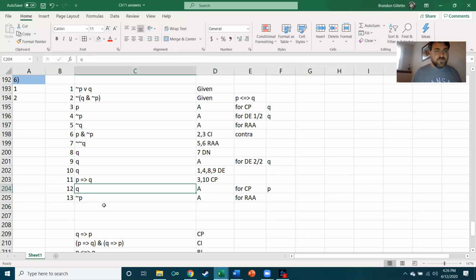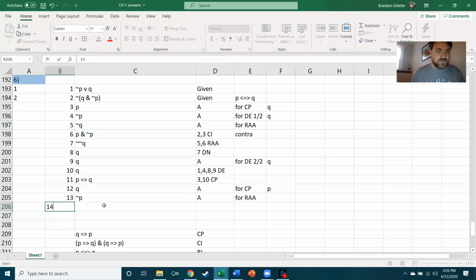So at this point, what I want you to notice is this. I want you to notice what we have on line 12 and line 13. We have Q and not P. And notice that line 2 says not Q and not P. Well, if not Q and not P, and we have Q and not P, well, that looks like a contradiction to me. So again, we've sort of already got our work done for us here.